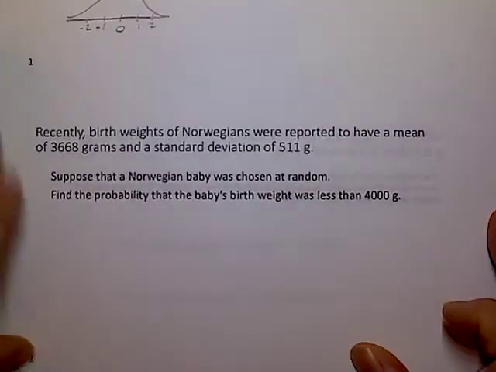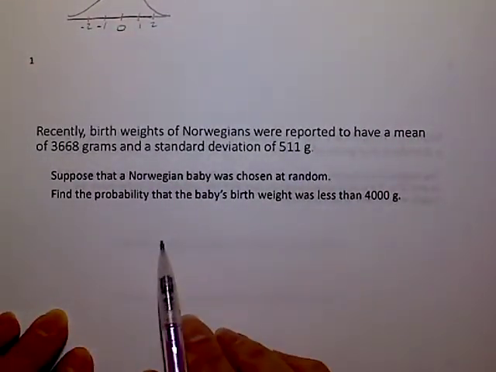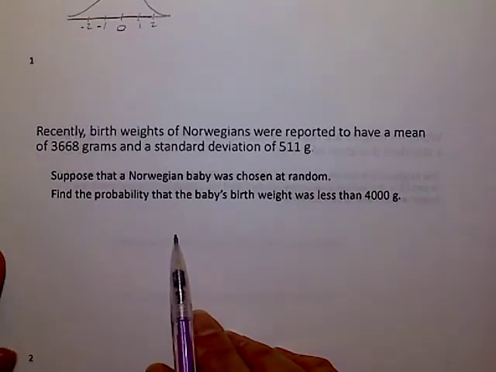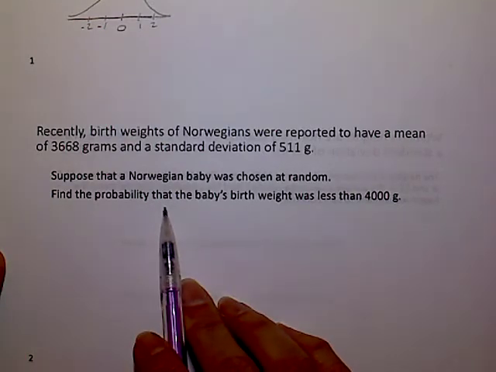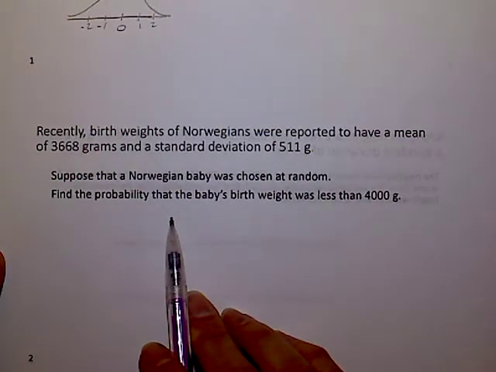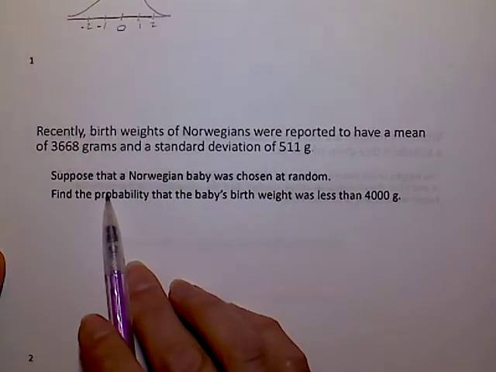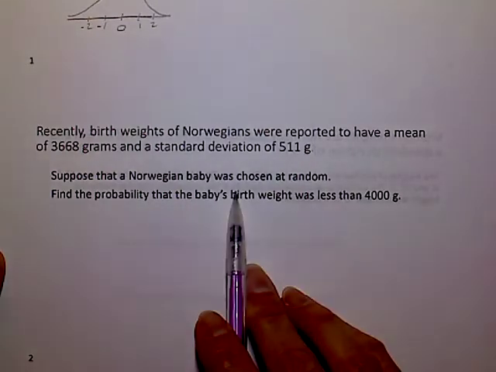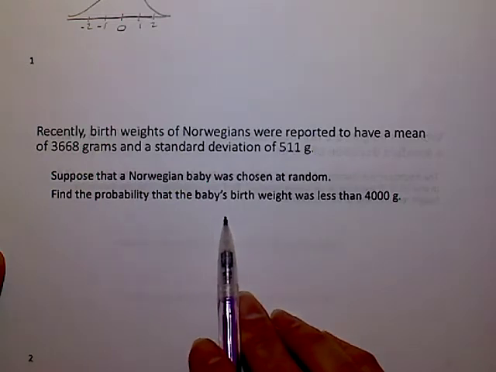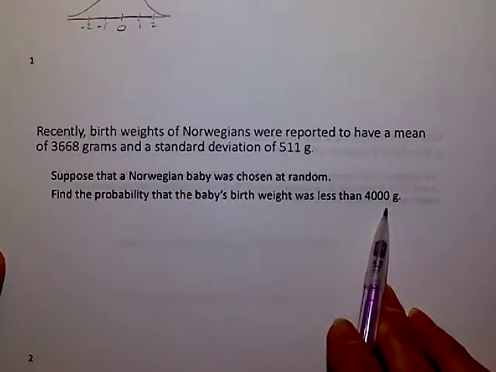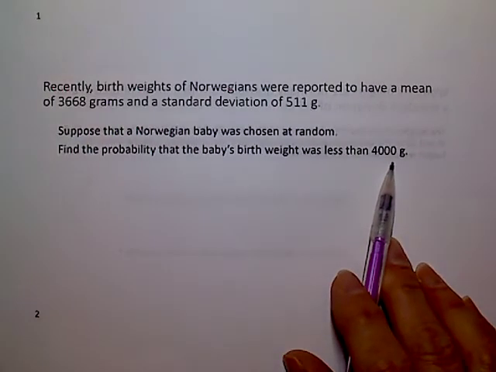So, first problem. Recently, birth weights of Norwegians were reported to have a mean of 3,668 grams and a standard deviation of 511 grams. Why Norwegians? I don't know, because it's fun. We're going to choose a Norwegian baby at random. Find the probability the baby's birth weight was less than 4,000 grams. Alright, we're going to go grab a baby.